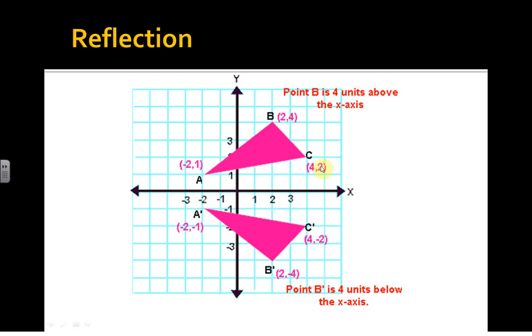So we have our pre-image and our image again. Okay. So A went from (-2, 1) to (-2, -1). It flipped, it reflected over the x-axis. So it flipped. Like if I folded it, it flipped right over that axis.